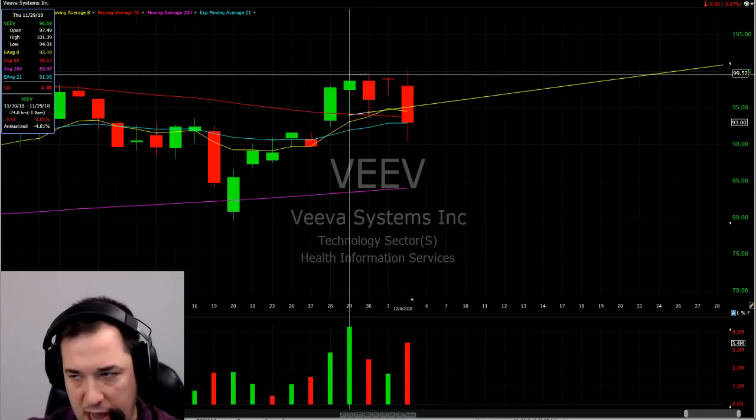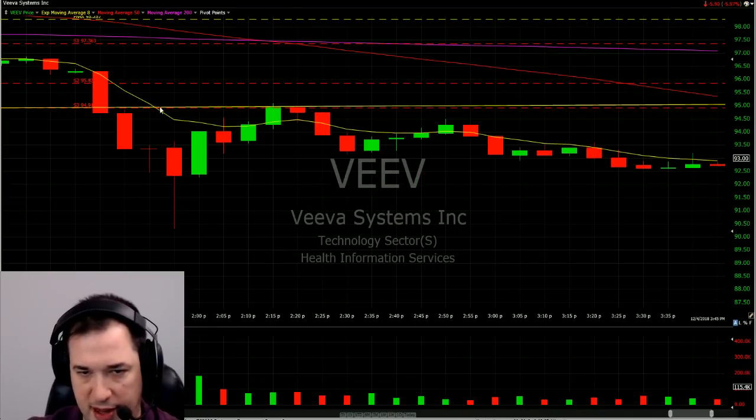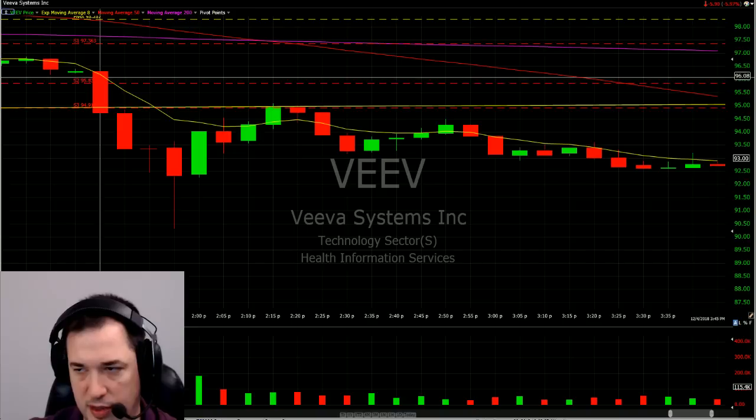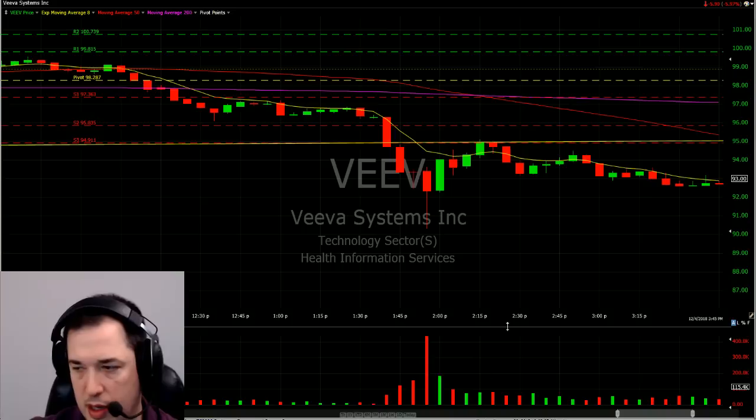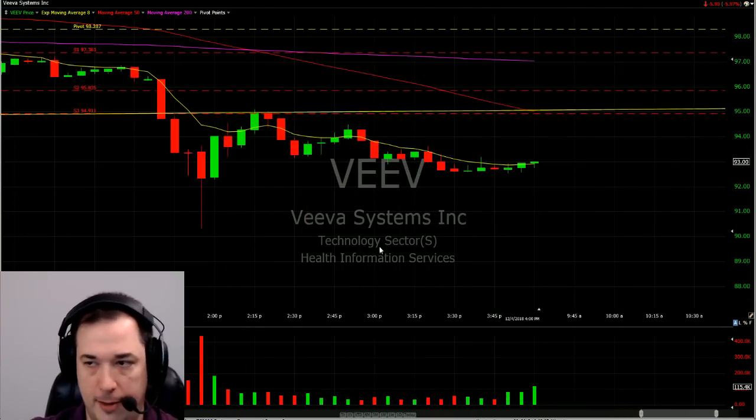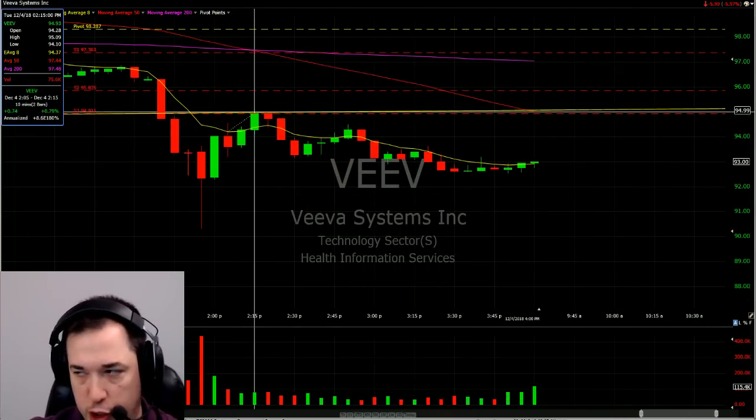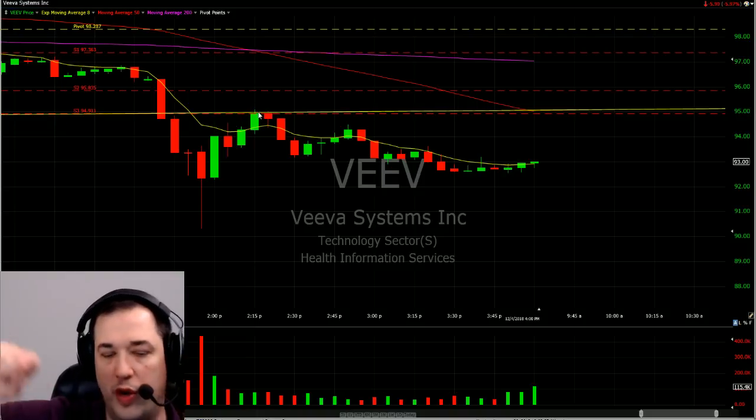But if you just draw that line right there, and you look at that line translated now in the 5 minute, this yellow line here going across, look at what happens. Viva breaks down, hits that line almost perfectly, and then drops and doesn't look back. So when we were in the room, we shorted it right over there, because the name was running up into resistance.